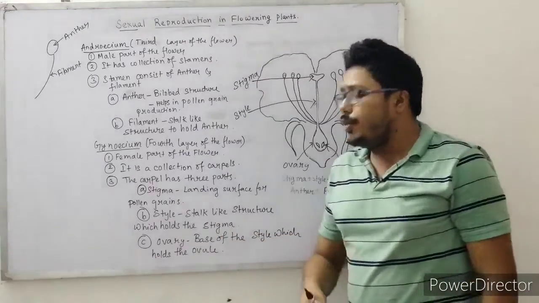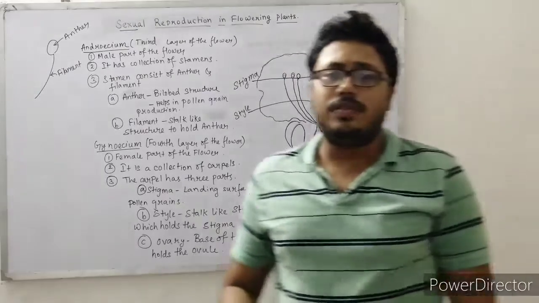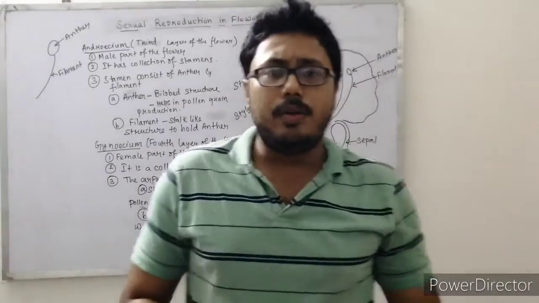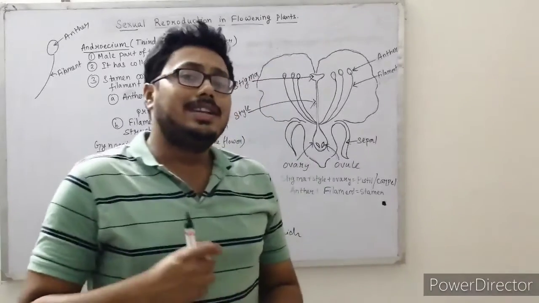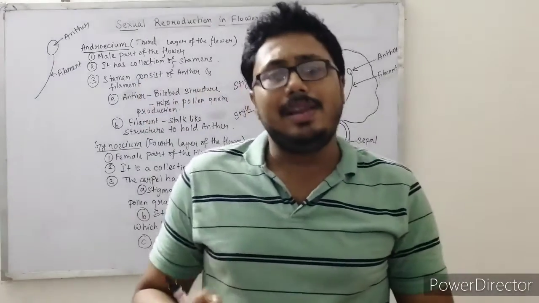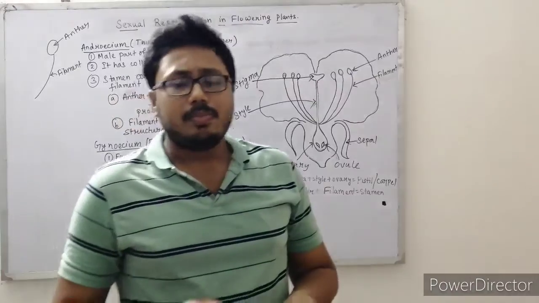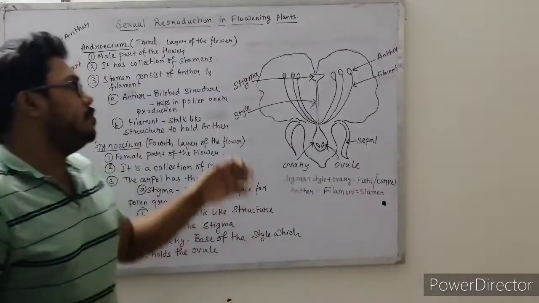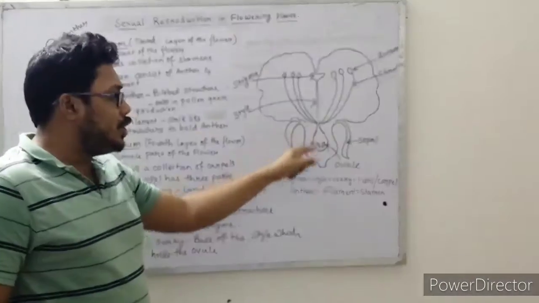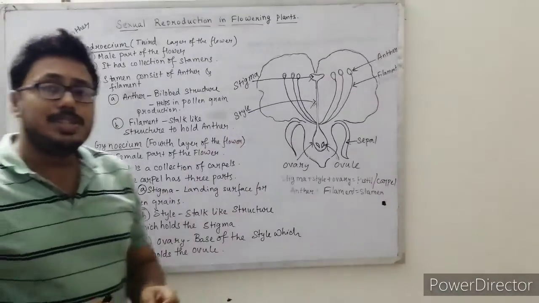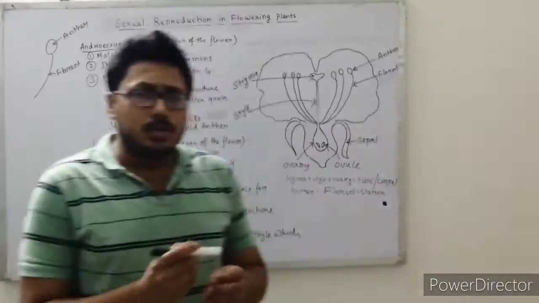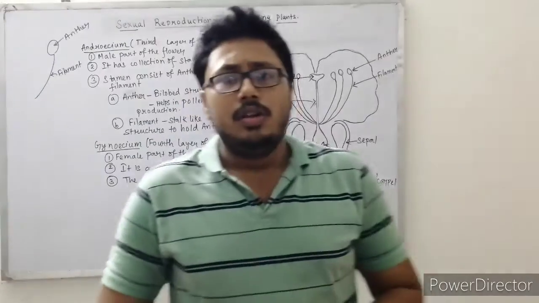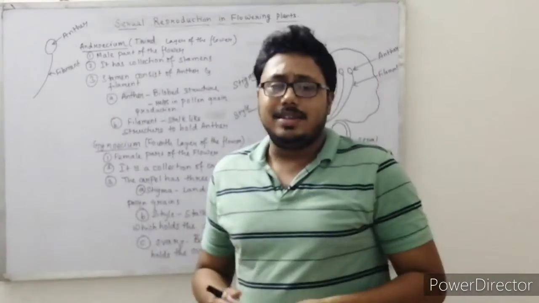And now coming to the ovary. Ovary is the basal portion of the female part of the flower, which contains the main thing, that is the ovule. Yes, it contains the ovule, which is the female gamete of the flower. And when the pollen grain comes over here, it forms a tube, and the germ cells inside the pollen grain come towards the ovule and fuse together to fertilize it.